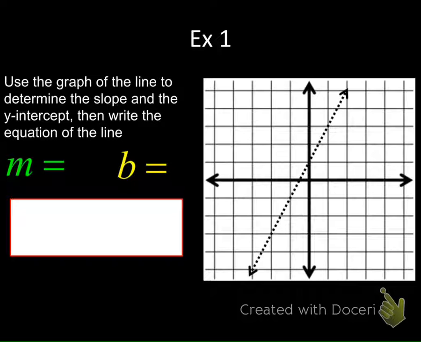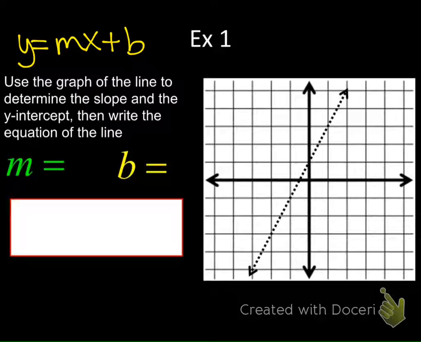So let's take a look at example number 1 here. Example number 1 says use the graph of the line to determine the slope and the y-intercept, then write the equation of that line. So if you remember, our equation is y equals mx plus b.